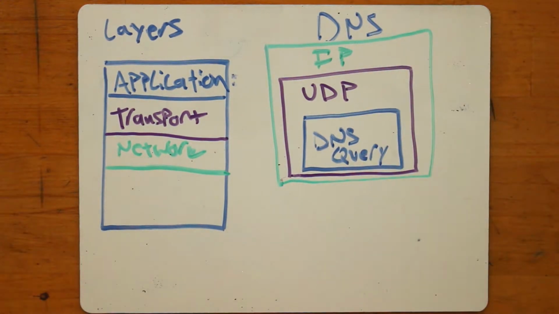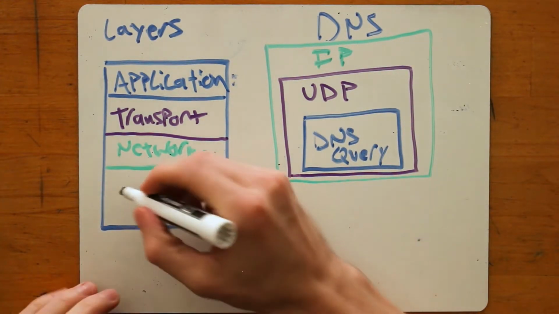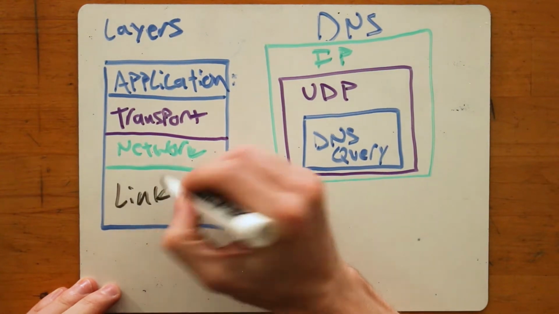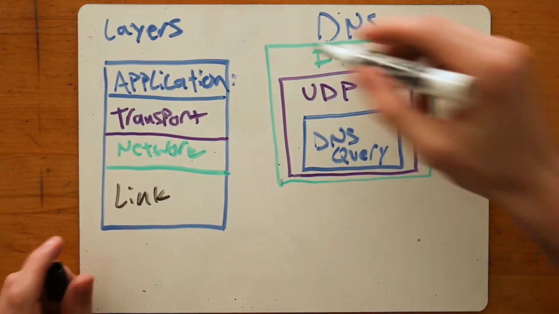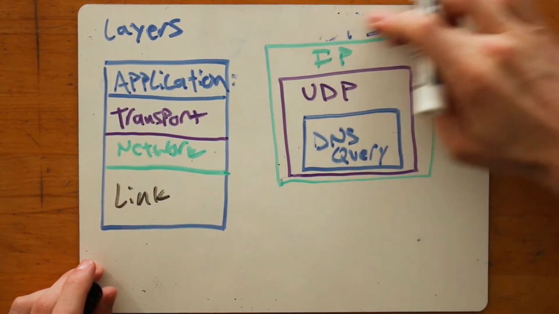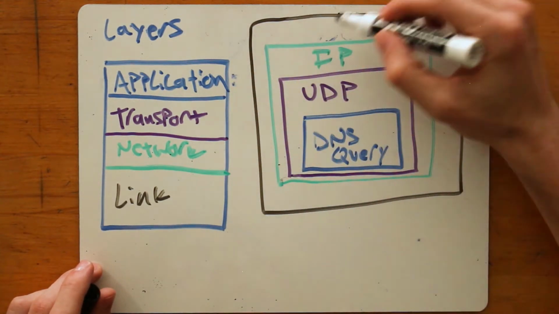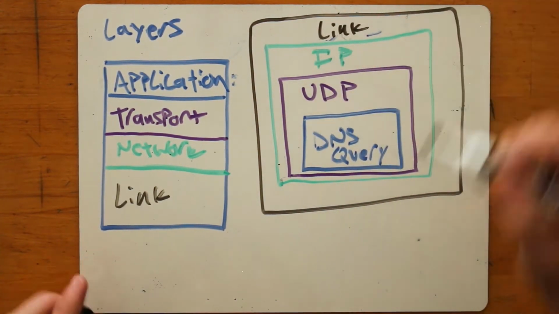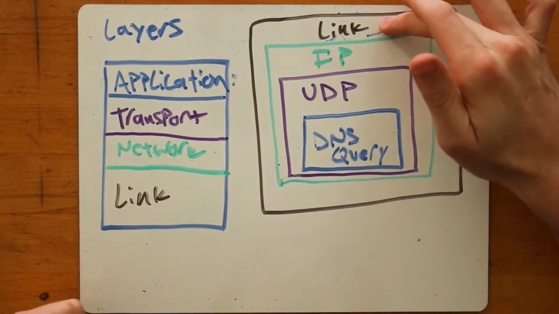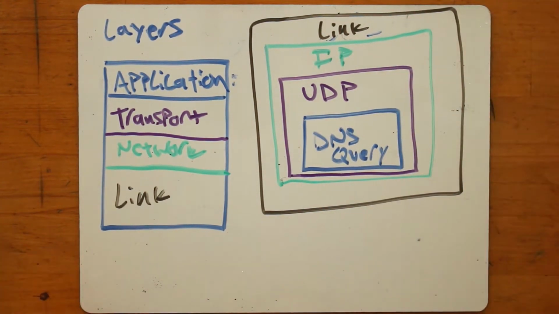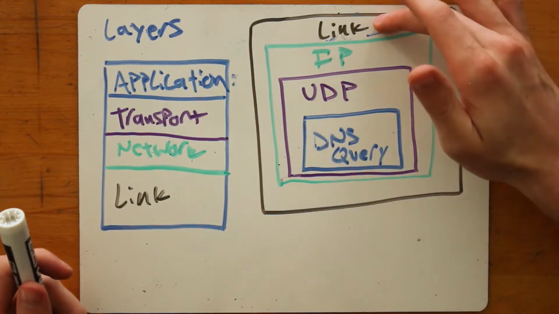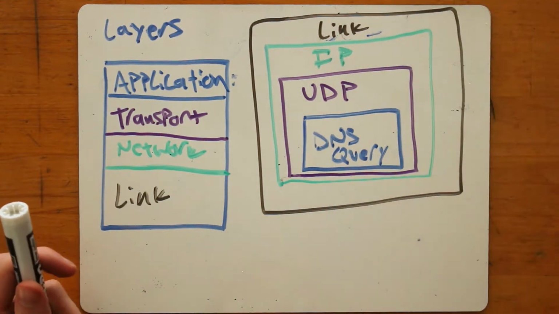And then finally, at every layer, we also have to include link layer information. And this link layer information is point-to-point information, and it'll be replaced wholesale as it travels through the network.